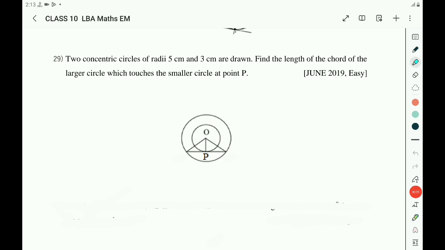Question number 29. Two concentric circles of radii 5 cm and 3 cm are drawn. Find the length of the chord of the larger circle which touches the smaller circle at P. This is the chord of the larger circle and it touches the inner circle at P. So it is a tangent to the inner circle.